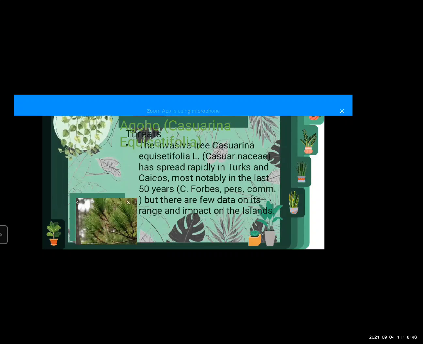The threat is as an invasive tree. Casuarina equisetifolia has spread rapidly in Turks and Caicos, most notably in the last 50 years. But there are few data on its range and impact on the island. Kuan siya. So nagkaanam siya kadaghan gyapon karon.